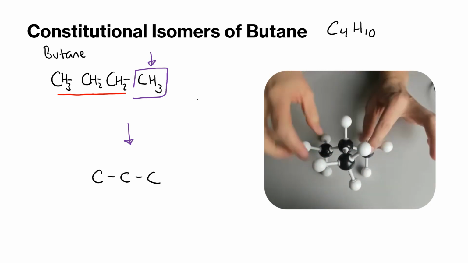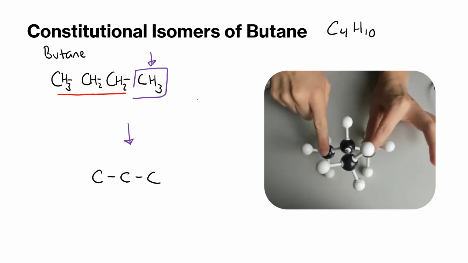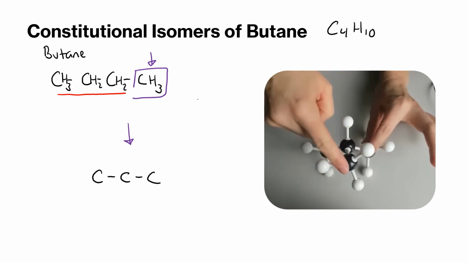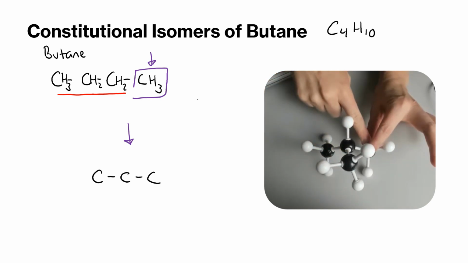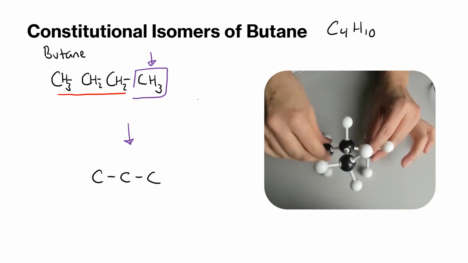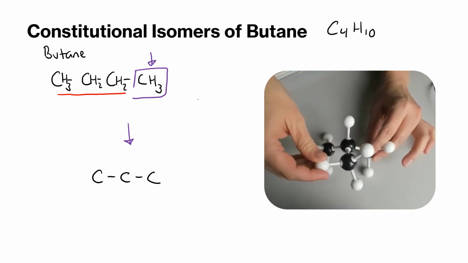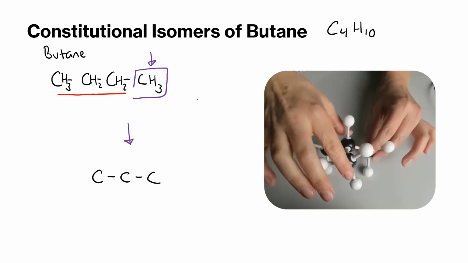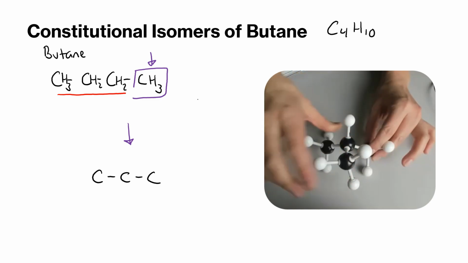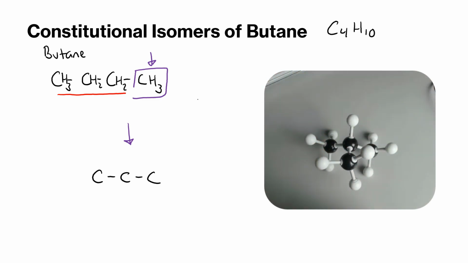So carbon 2 originally was di-substituted and now became tri-substituted. This changes physical and chemical properties, as we have talked about. That is another way we know that we have created a constitutional isomer.